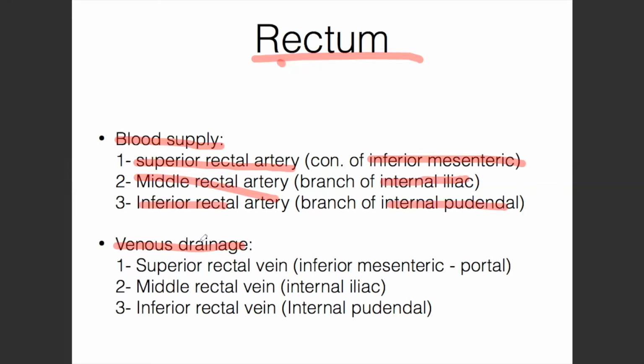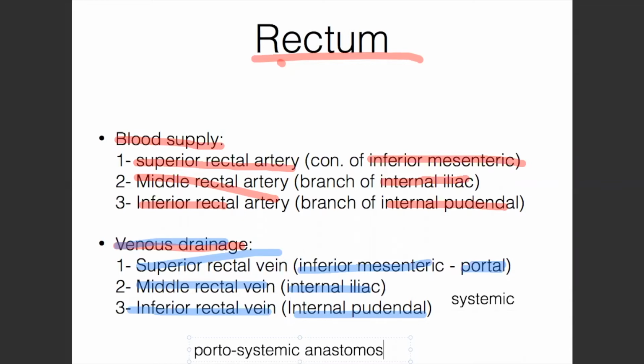The venous drainage matters for one reason: as you can see, the superior rectal vein is part of the inferior mesenteric, which means it drains into the portal vein. However, the middle rectal and inferior rectal veins drain into the internal iliac or internal pudendal, which makes them systemic veins. That means the venous drainage of the rectum forms an area of portosystemic anastomosis, or a portosystemic shunt.